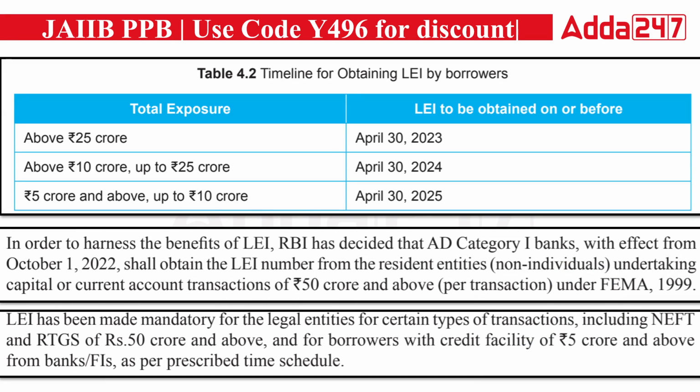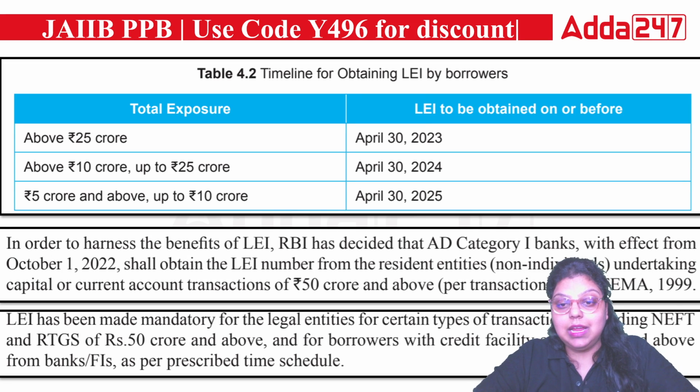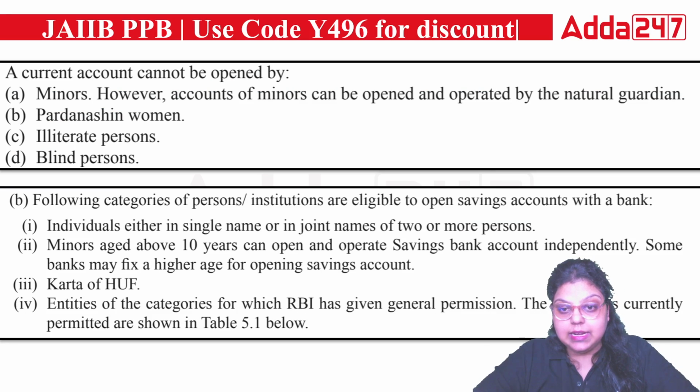Also, LEI has been made mandatory for the legal entities for certain types of transaction that include your NEFT, RTGS of 50 crore and above. So if any individual or any legal entity performs any transaction including NEFT, RTGS of 50 crore and above, and borrows with a credit facility of 5 crore and above from the banks and financial institutions, as per the prescribed time schedule, they have to take a legal entity identifier number. Okay, so these are the conditions of the legal entity identifier number.